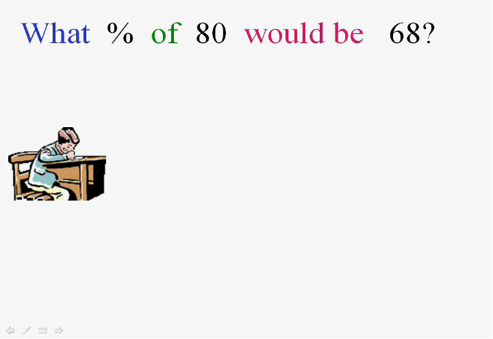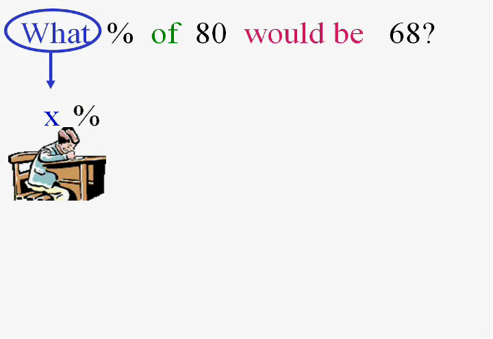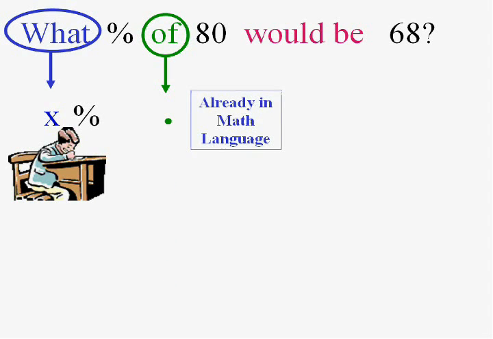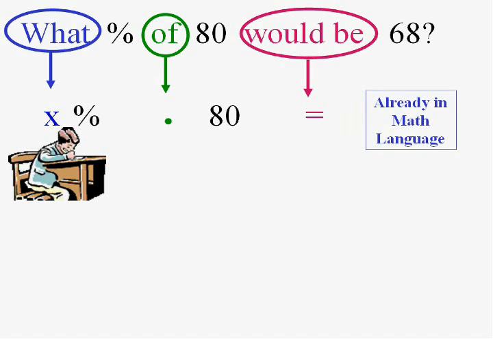Here's one that involves changing a fraction to a decimal, or to a percent anyway. What percent of 80 would be 68, or would 68 be? Once again, let's take it one word at a time. What, that's X. Percent, well, just write it. It's already in math language. Of, or on, always becomes times. 80's all ready to go. Now would be, or could be, or is, it's going to be equals. And then 68 is ready to go.